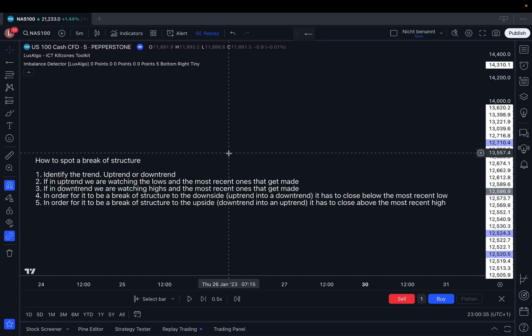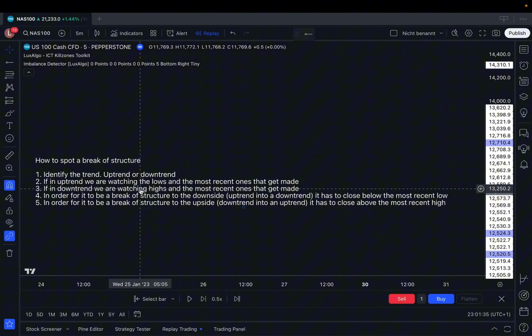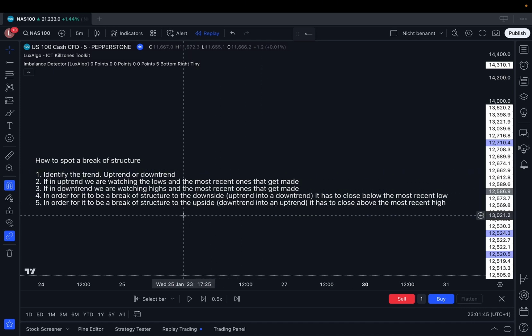So next step, if we are in an uptrend, so if we have higher highs and higher lows, we are watching the lows and particularly the most recent ones that get made. So in an uptrend, we are watching the most recent lows. If we are in a downtrend, we are watching the highs and in particular the most recent ones that get made. So we are watching the most recent highs that get made in our downtrend.